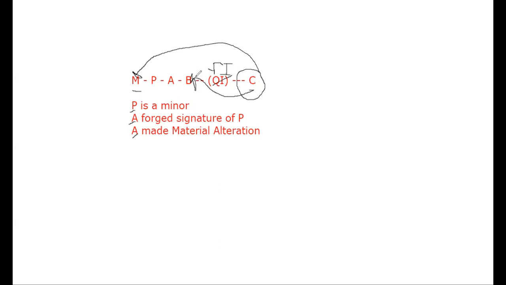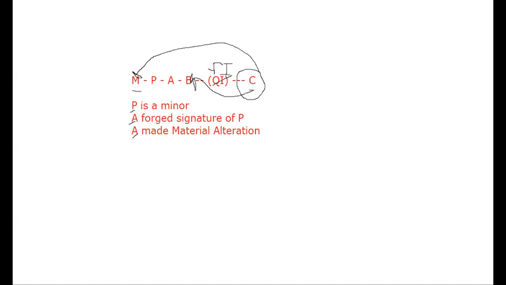Pwede bang sabihin ni B na, hindi ako dapat maging liable, hindi naman ako aware na si P ay minor. Hindi naman ako aware na si A nag-forge ng signature. Hindi naman ako aware na si A ay nagpalit lamang ng amount doon sa instrument. Inosente po ako. Is that a valid defense on the part of B? The answer is no. He being a general endorser, if the instrument has a defect, he is already liable because the warranty states that the instrument is valid and subsisting at the time of the endorsement. It does not matter, therefore, whether he has actual or personal knowledge of those defects. The liability will already commence.